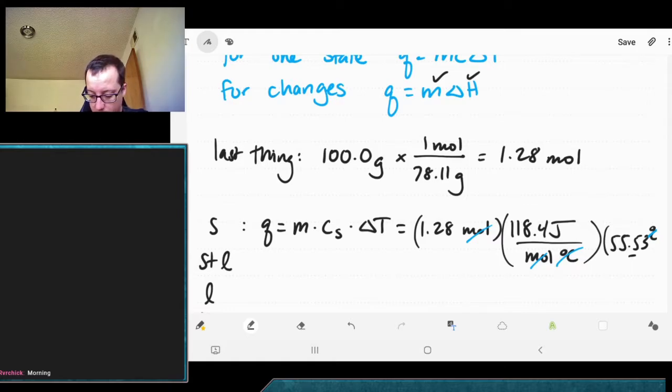Okay, 1.28 times 118.4 times 55.3. We get 8415, which, looking at the answer choices there, is going to just be the 8410 answer. Probably just some sig figs there.